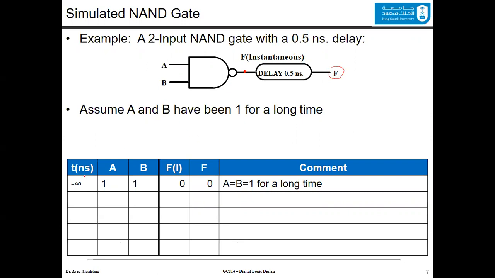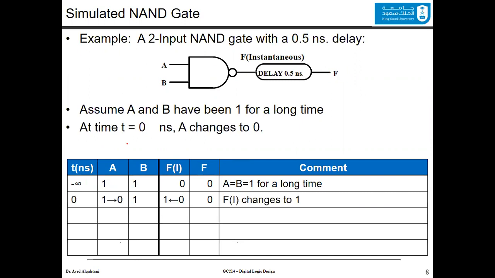So we will write the changes in the table, as you can see here. At the beginning, for a very long time in the past, A and B were 1 and 1. In a NAND gate, if you have 1 and 1, F instantaneous will be 0. And since A and B were 1 and 1 for a very long time, F is also 0. Now we will see how the changes affect the circuit.